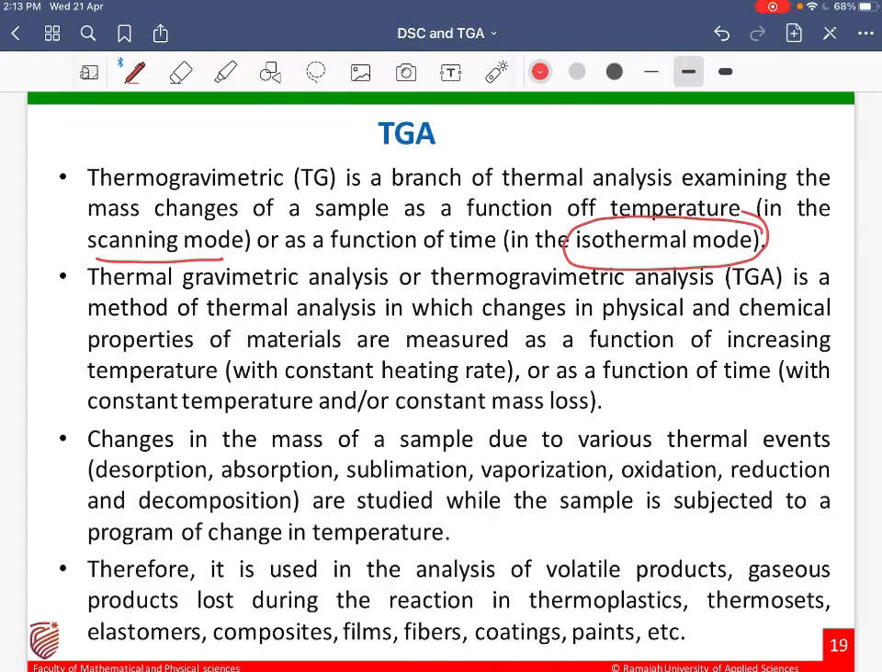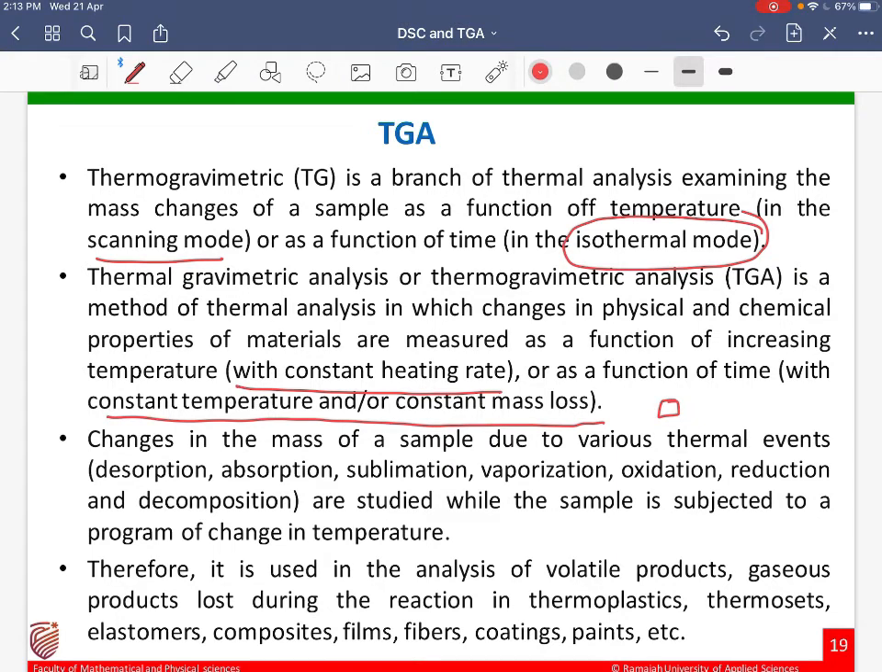Thermogravimetric analysis is a method of thermal analysis in which changes in the physical and chemical properties of materials are measured as a function of increasing temperature with a constant heating rate, or as a function of time with a constant temperature and or constant mass loss. So in thermogravimetric analysis, we have to take a known, very low amount of sample, and heat it if we are doing temperature scanning, and the heating rate should be maintained uniformly. At each temperature, we have to see how much mass is reduced.